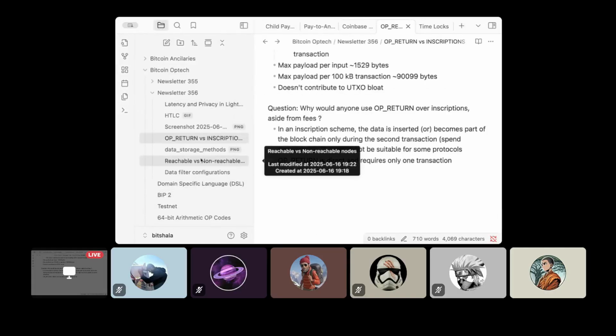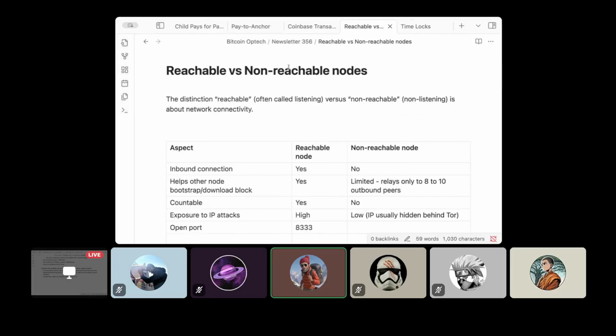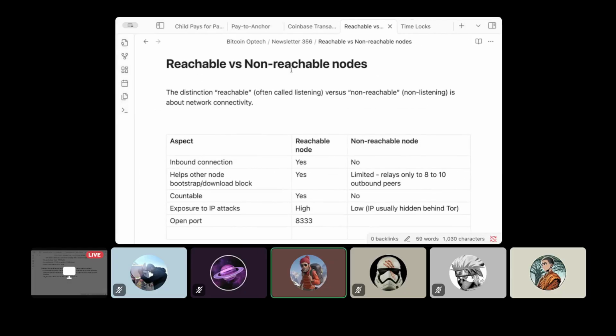Okay. So we are nearing the 9 o'clock mark. We'll have a quick look at what reachable and non-reachable nodes are. We are exploring this because of a question that was asked on Stack Exchange, where somebody was setting up a node and his node was not visible in the public directories that contain a list of nodes. So why does it happen?